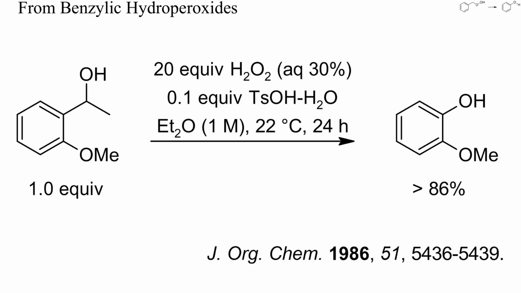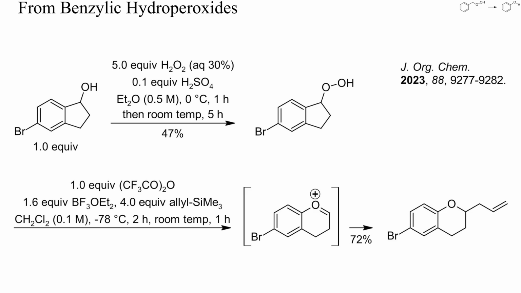Here, the intermediate hydroperoxide was generated by stirring an electron-rich secondary benzylic alcohol with an excess of hydrogen peroxide and catalytic toluenesulfonic acid. No isolation of the peroxide was required because it rearranged as soon as it was formed. Like in the previous example, here a benzylic hydroperoxide was generated from a benzylic alcohol. Acid-catalyzed rearrangement in the presence of allyltrimethylsilane yielded an allylated benzopyrane.